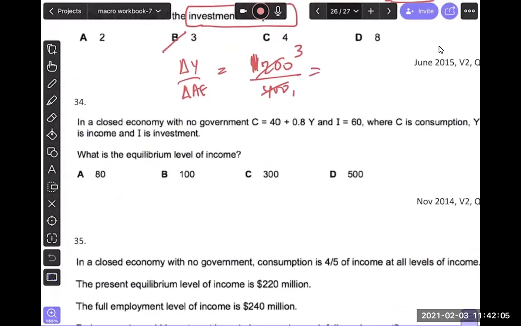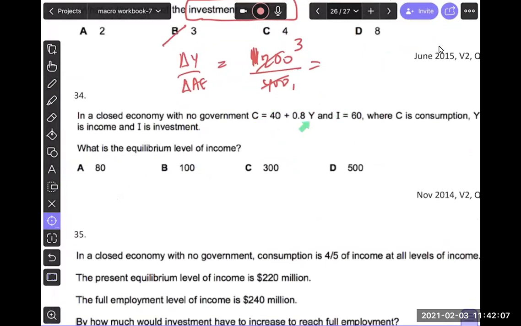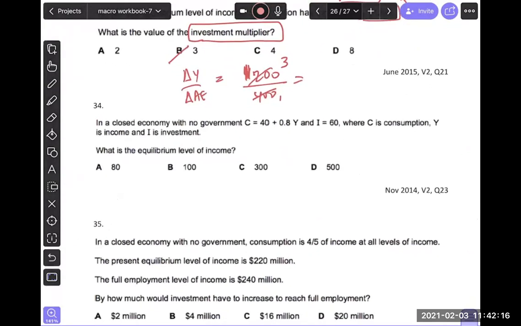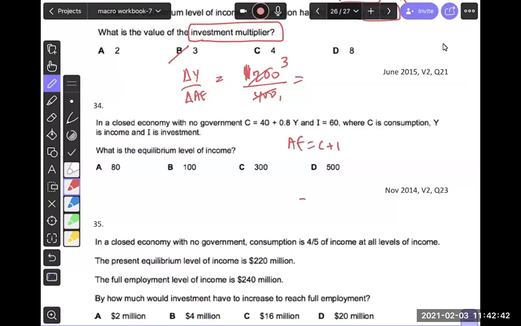Guys, what about this one? We've done this before. Can you guys quickly solve this for me? So what is C plus I? C plus I is 40 plus 0.8y plus 60, or 100 plus 0.8y, which is equal to your AE, right?